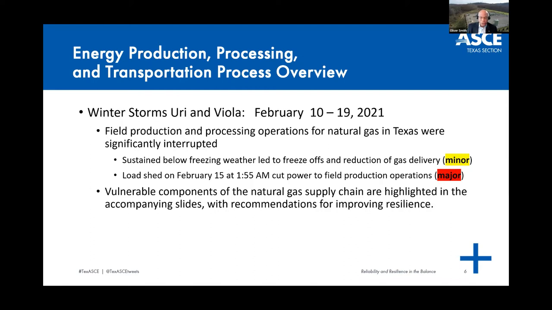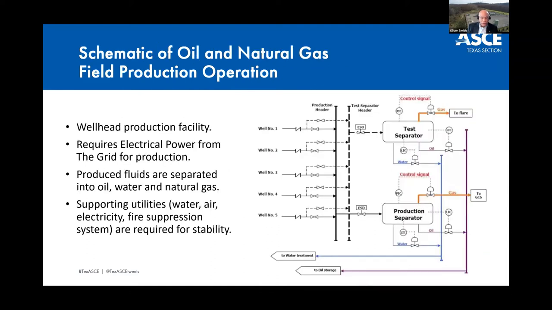So what components of the upstream and midstream natural gas production operations appeared most vulnerable to the effects of this Texas cold weather event? This is a standard well layout showing components from the borehole through the Christmas tree to control valves, oil, gas and water separators, and on to pumping and compression, pumping of oil, compression of natural gas for transport to midstream facilities. Produced fluids are separated into oil, produced water or fracking water and salt water, and natural gas as shown.